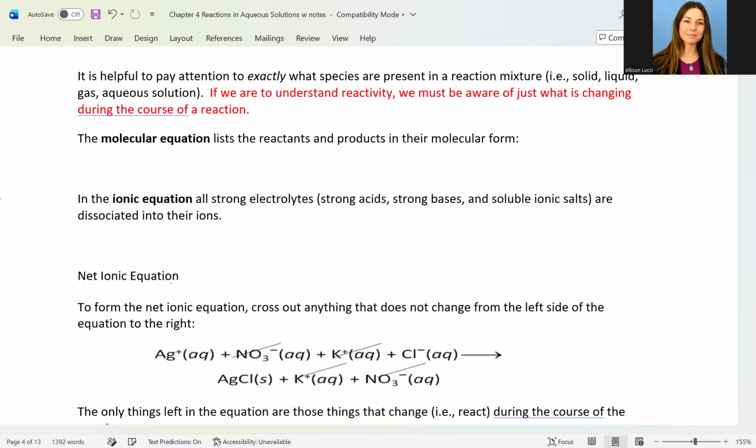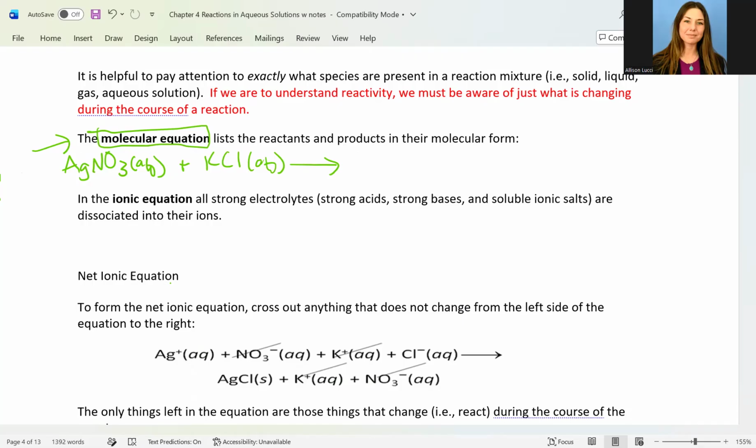Say we were asked to write our molecular equation for a reaction of 2 aqueous solutions. Say we have silver nitrate, so AgNO3, written as a molecule, but indicated as aqueous. So we've written it together, we didn't ionize. That's what the molecular equation is asking us to do. Say we mix this silver nitrate with potassium chloride. Both of these are aqueous solutions, and then we're asked to predict what products could form.